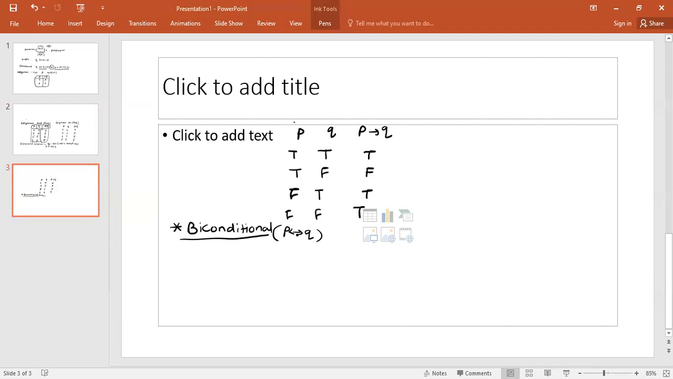So in biconditional, what will be the table? P, Q, P biconditional Q. P: T, T, F, F. Q: T, F, T, F. Then this is T, F, F, and T. This gives the biconditional result.